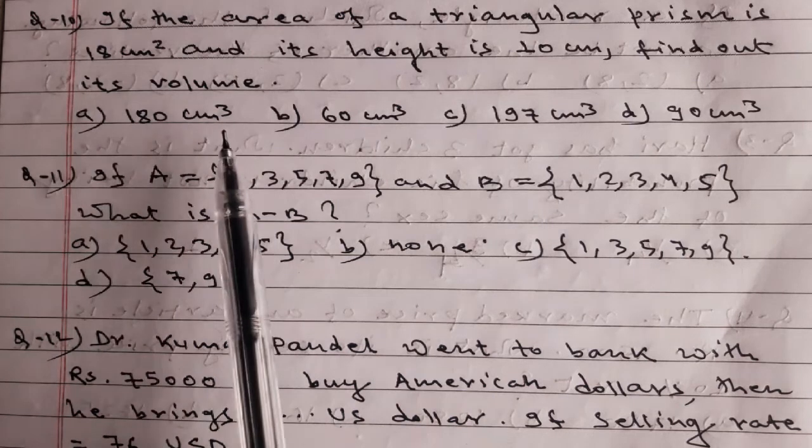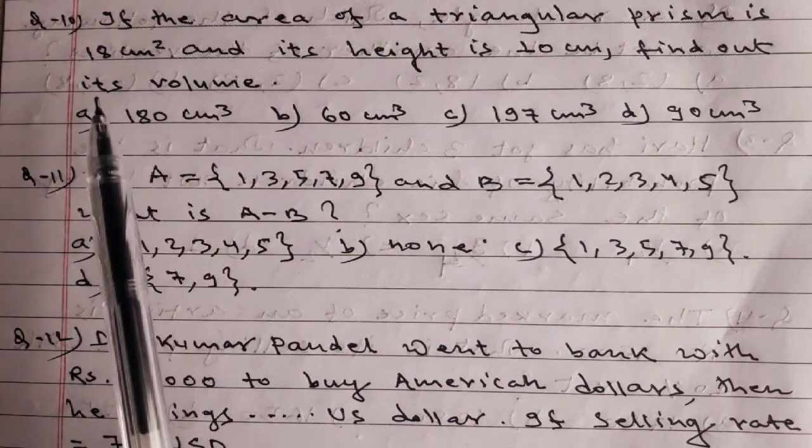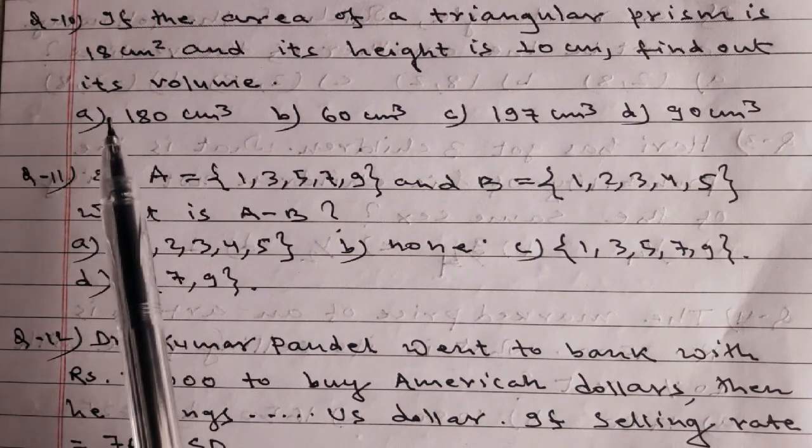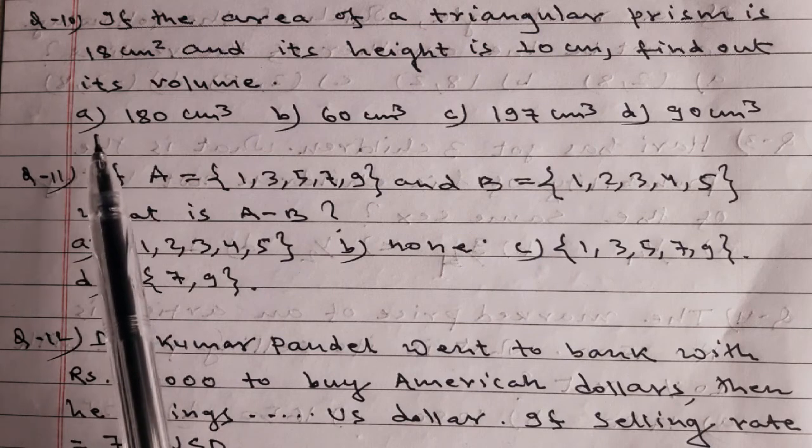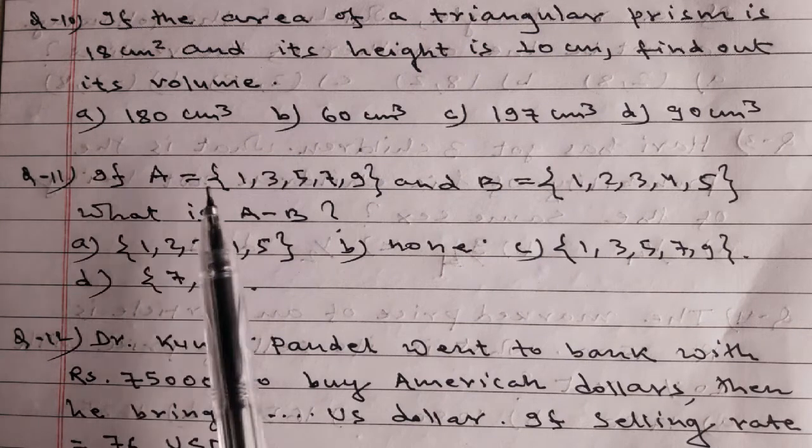10A, 180 cubic centimeter, is the right option. So we have to circle 10A. Now let's go to question number 11.